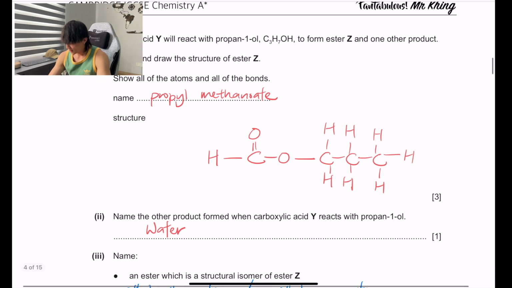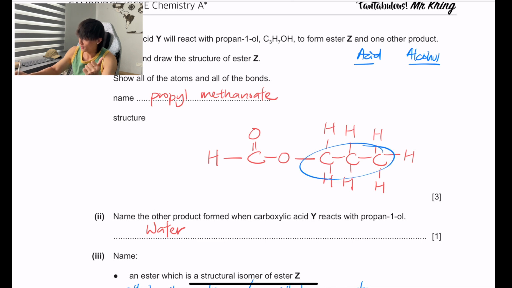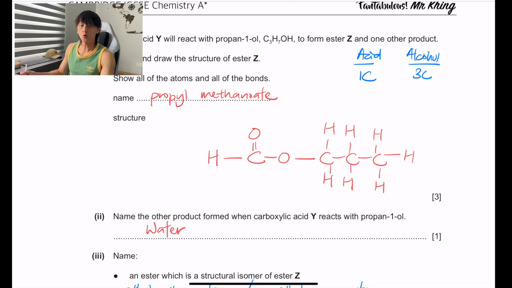Then what is the ester which is an isomer of ester Z? So you see, how do you identify the isomers of ester again? You play around with the numbers of carbon at both the acid and alcohol part. If you look at this example, ester is made of acid and alcohol part. For this compound, alcohol, how many carbon? 3 carbon. Acid, 1 carbon. So total you have 4 carbon.